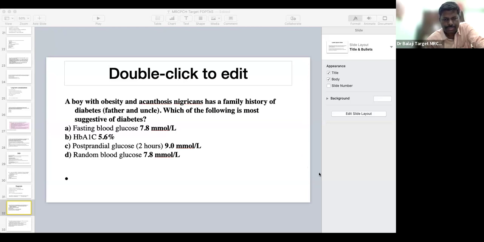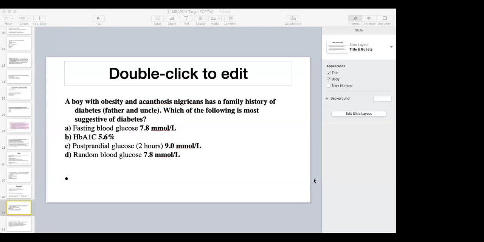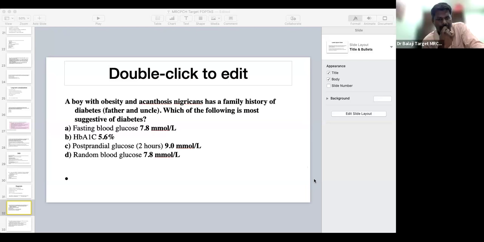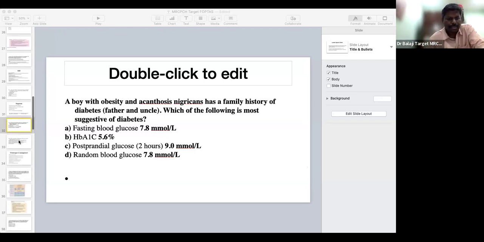Dr. Indra, are you there? Sir, A, sir, fasting blood glucose. Yeah, we studied, na? So 7, we took the criteria 7. So it is above 7. So it is the choice. Fasting blood glucose above 7, or postprandial above 11, or random blood glucose above 11, or HbA1c above 6.5%. So all this will suggest the diabetic range.